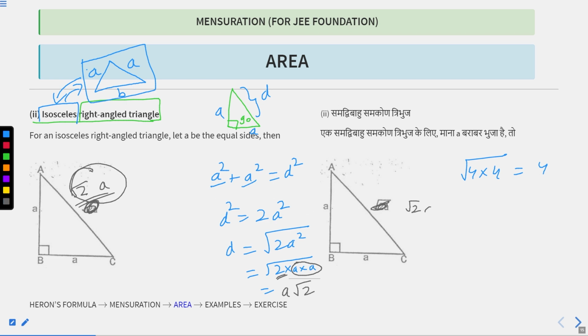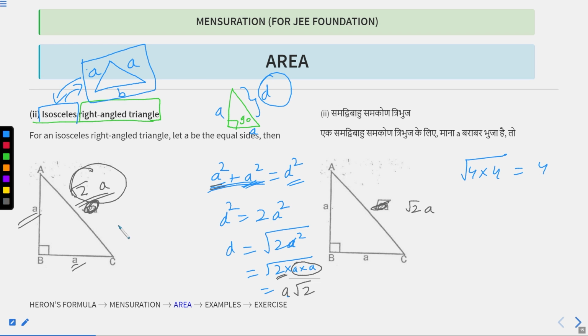I hope this is clear. So by the Pythagoras theorem, it is just easy. This becomes a square. This also becomes a square, and the hypotenuse, assuming it to be d. So d square is equal to, now adding both, 2a square, applying the root over here, taking the paired terms outside, it becomes root 2a. I hope this is clear.